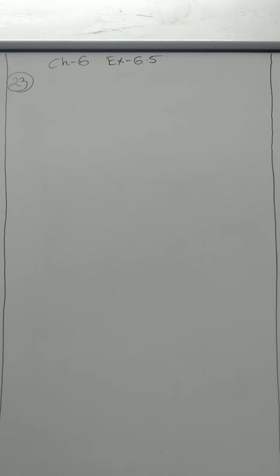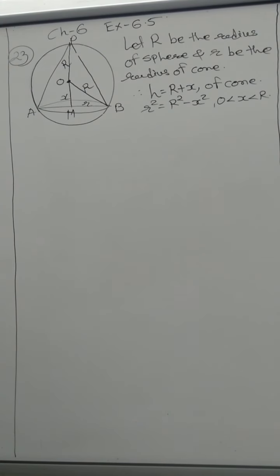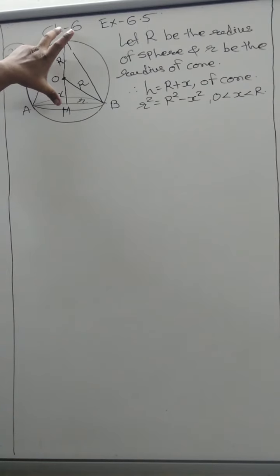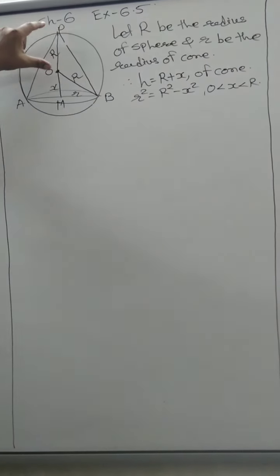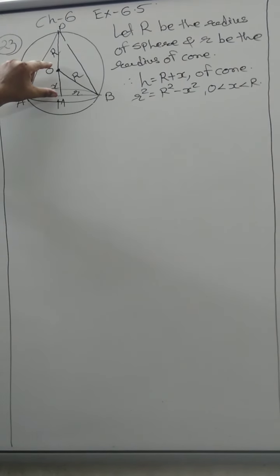Now we draw the diagram, and let capital R be the radius of the sphere, and small r be the radius of the cone. Okay, then we go through the figure. Now we start. According to the diagram, let R be the radius of the sphere and small r be the radius of the cone.